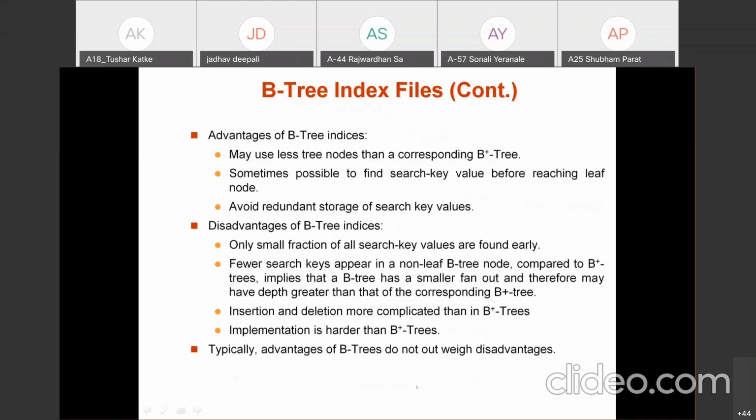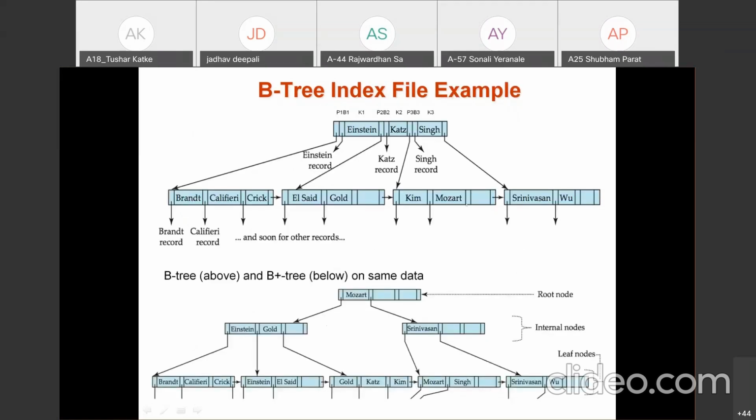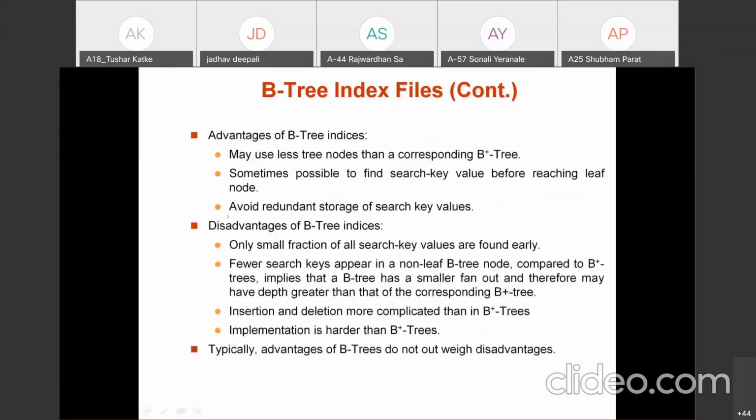Insertion and deletion are complicated in a B tree, and the implementation is also complicated in a B tree. Insertion and deletion are simple in a B plus tree. Implementation is simple in a B plus tree. So that is about the B tree and B plus tree.